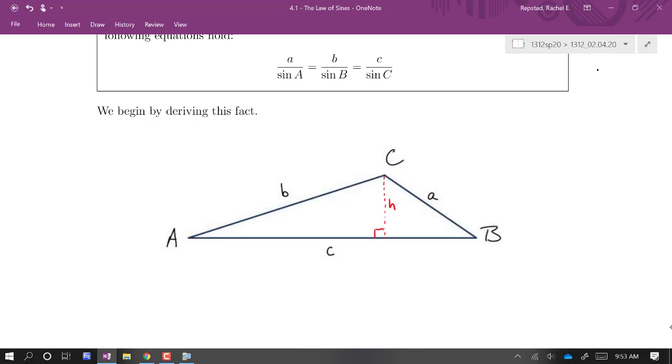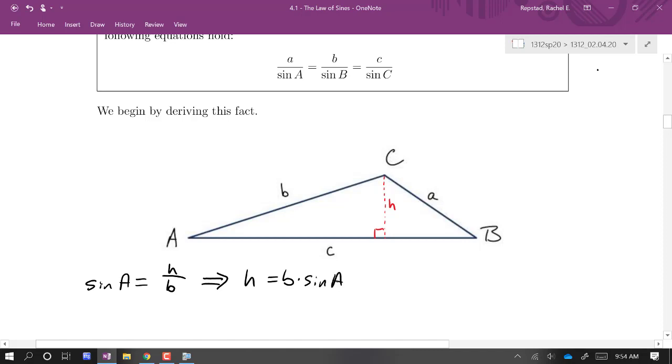Since we have a right triangle, let's use SOHCAHTOA. Let's use SOHCAHTOA on angle A, and in fact, we'll use the sine version. What is sine of A? H over B. Great. And now I'm going to rearrange that to solve for H. So H is equal to B times sine of A.